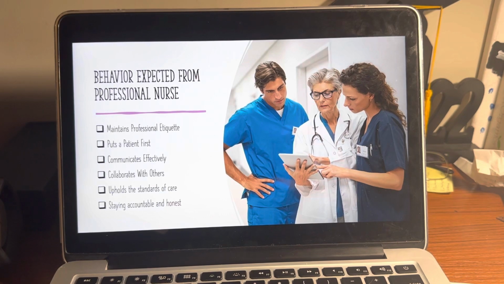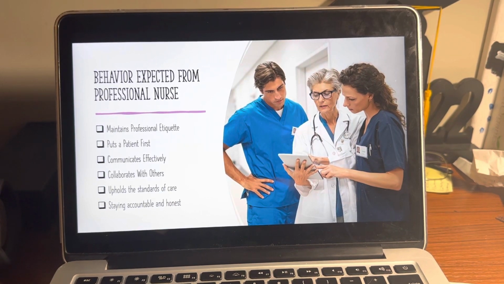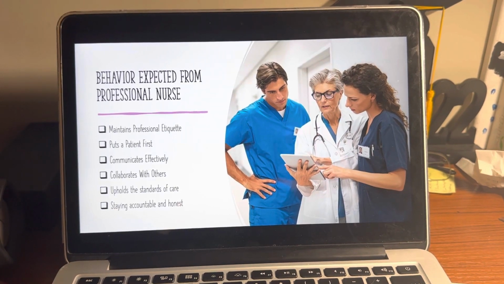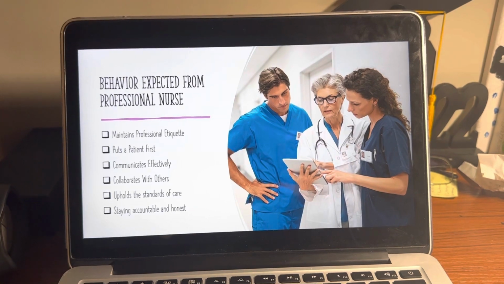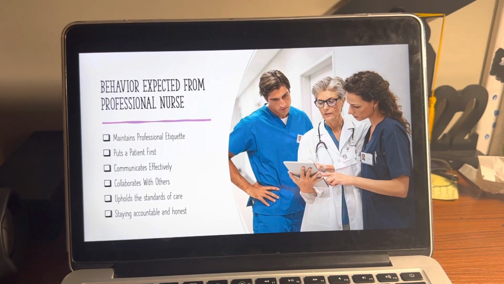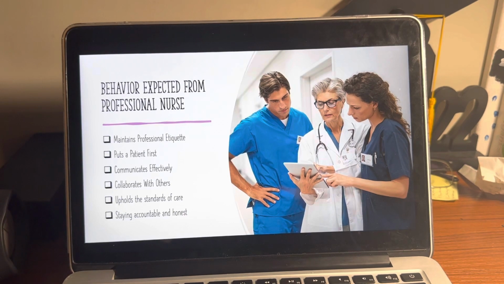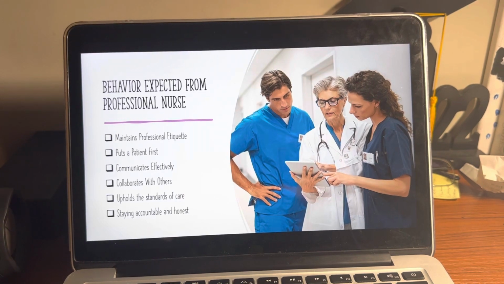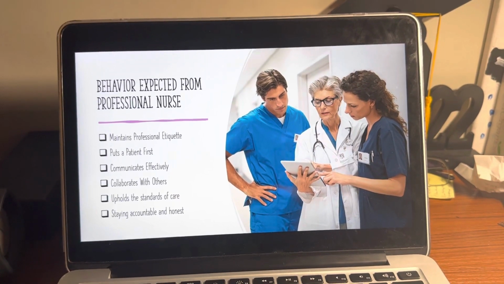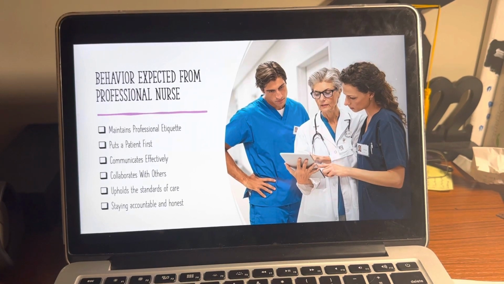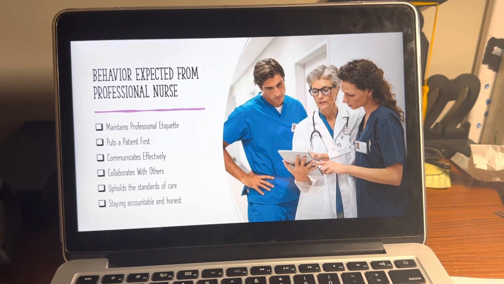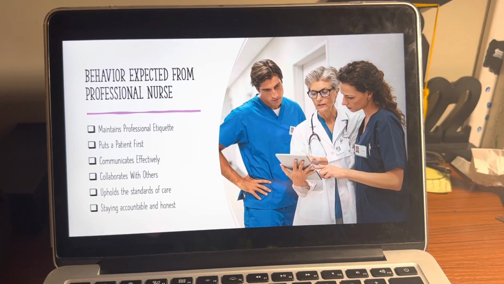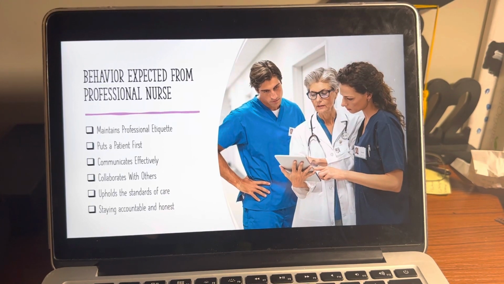A professional nurse is going to uphold the standards of care by keeping their knowledge and skills up to date, by delivering evidence-based practice care only. Staying accountable and honest is expected from professional nurses, because nursing is the most trusted profession in the world. It's important for those in the nursing profession to maintain their integrity by taking professional responsibility and holding themselves accountable for any mistakes they make.